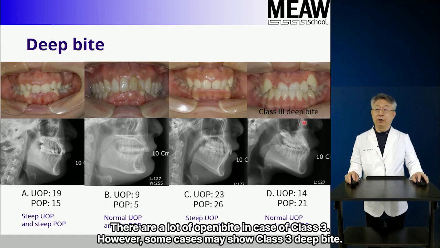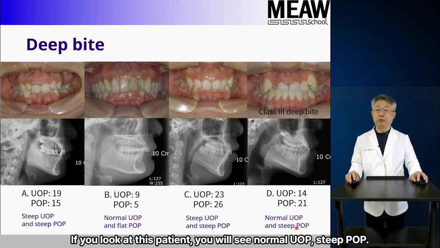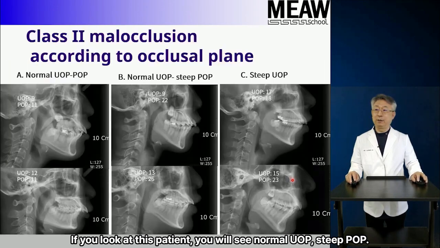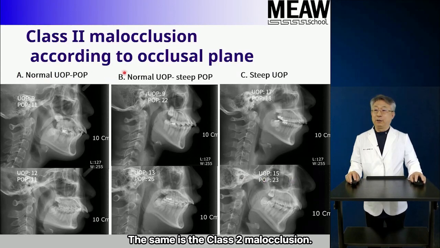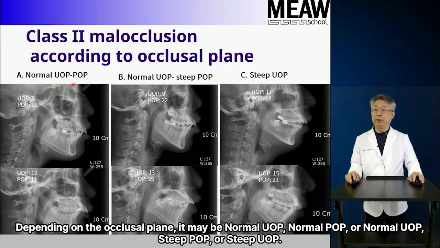There are a lot of open bites in the case of Class 3, however. Some cases may show Class 3 deep bite. If you look at this patient, you will see normal UOP, steep POP. The same is true of Class 2 malocclusion. Depending on the occlusal plane, it may be normal UOP, normal POP, or normal UOP, steep POP, or steep UOP.